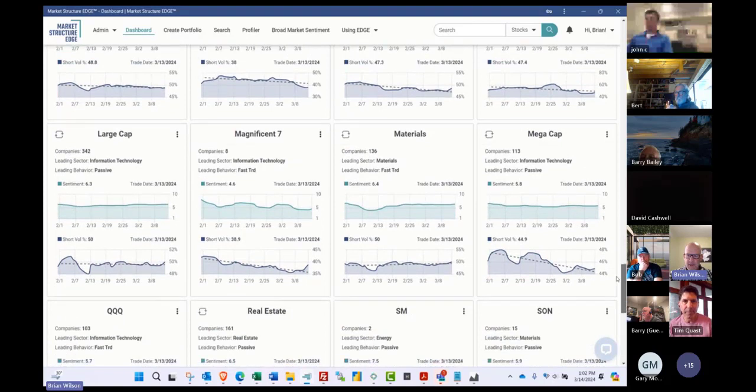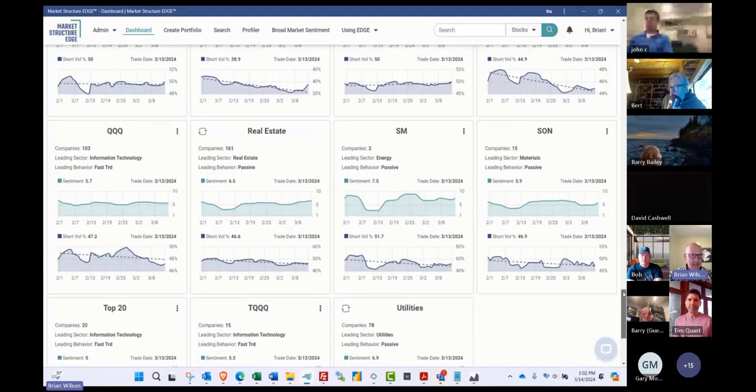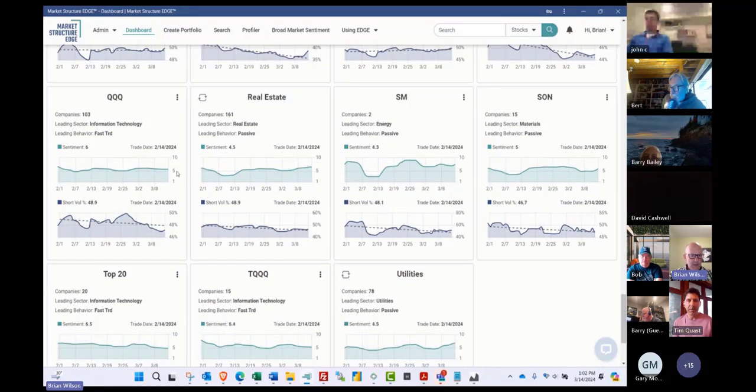In terms of where future gains might come from, two thoughts here that I was looking at. One would be potentially the mega caps. We still look pretty good there. Demand 5.8, still very healthy. Short volumes at about 45%, market average north of 49. Still very good from the triple Qs. You look at sentiment 5.7, short volumes at about 47%. So mega caps, triple Qs, both better from a short volume perspective than the broad market at large.